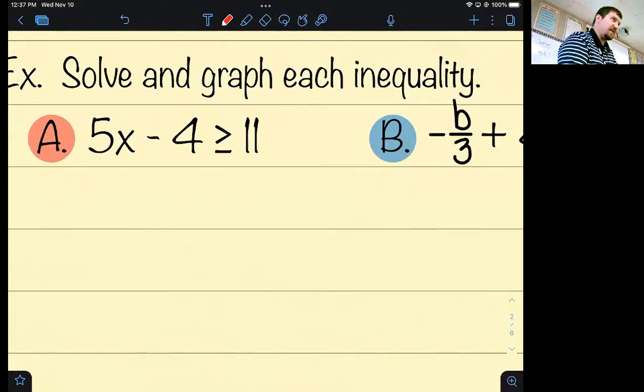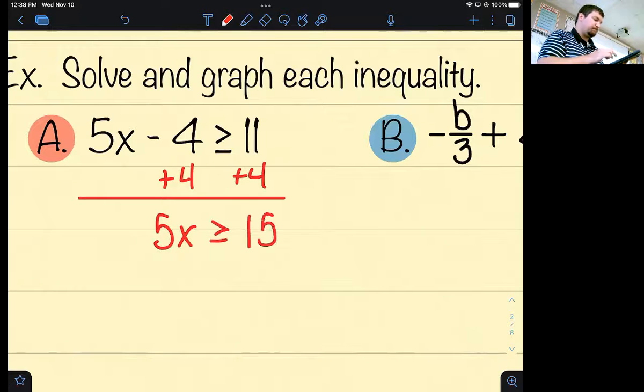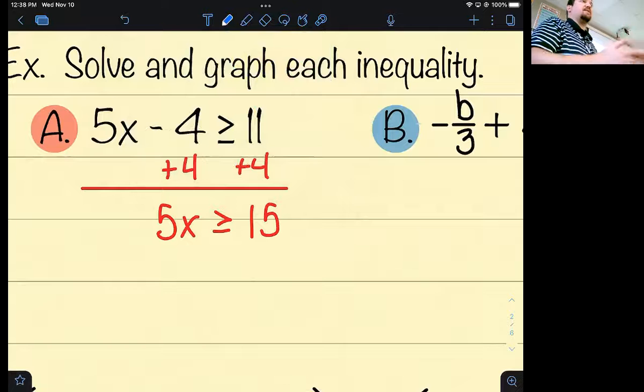Example A. Joe, what's my cousin Eddie term? That's right. Remember that? Add 4 to both sides then to get rid of the negative 4. Joe, what's 11 plus 4? 15. So now we have 5x is greater than or equal to 15. Step 1 done. Okay, that was the adding, subtracting step, in this case, adding.